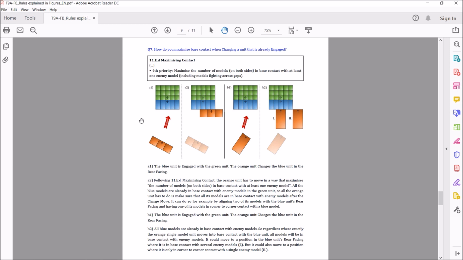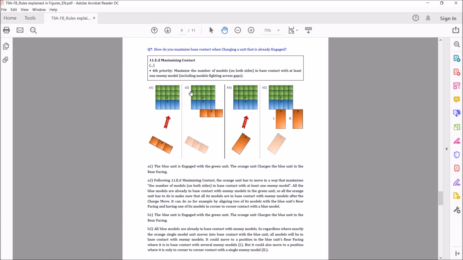Yeah. Next was how do you maximize base contact when charging a unit that is already engaged. In this case, the orange unit down here wants to charge the blue unit and the green unit, and the blue is already engaged with green. So based on that, the priority is first to maximize the units in combat. Second, then the fourth priority apparently is to maximize the number of models on both sides in base contact with at least one enemy.